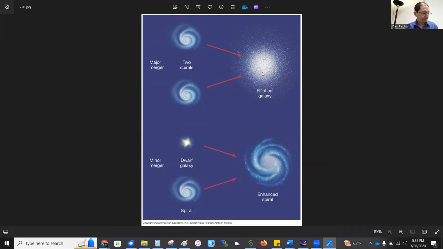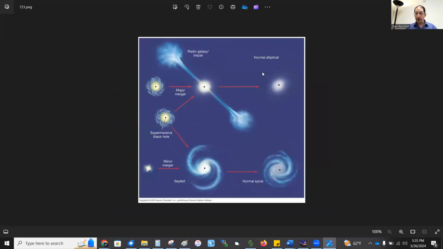Okay. And here's the full story, including what's going on with radio emission from that central black hole. Here's a minor merger. You have a little galaxy here and a very tiny dwarf, and they interact, making a bigger spiral. But as they're doing it, you're going to get radio emission from the center, and so we call it a Seyfert. In the optical, they just look like a regular spiral galaxy, but in the radio, you see a little bit of radio emission. And then when that settles down and turns off, you just have a normal spiral.